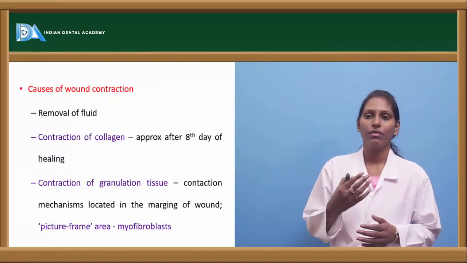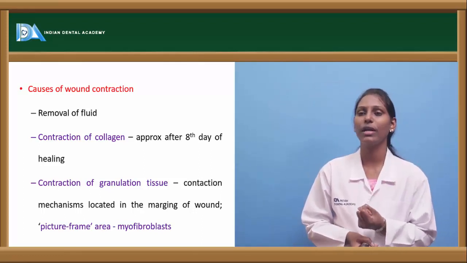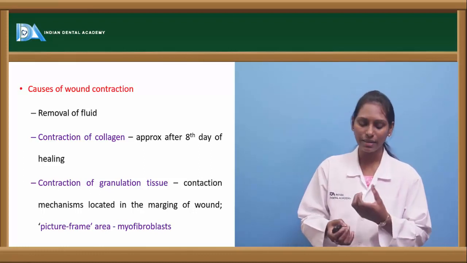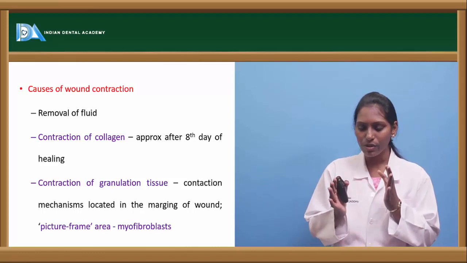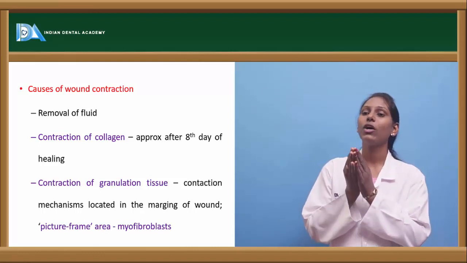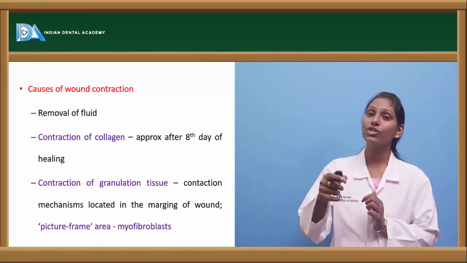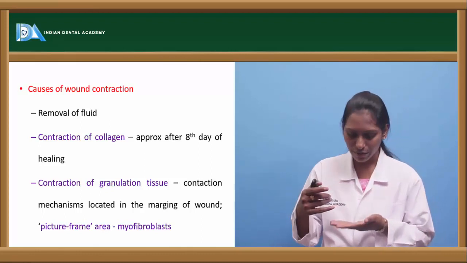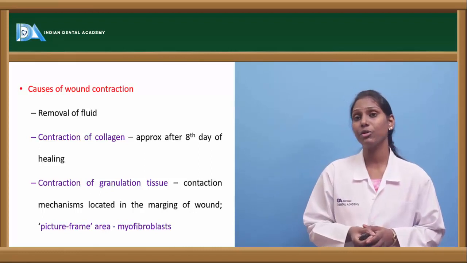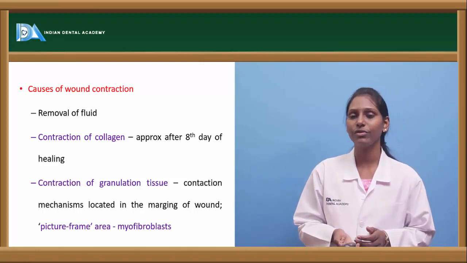Now, the various causes of wound contraction: there will be contraction of collagen, where approximately after the 8th day of healing, collagen starts contracting. Because of this contraction, it pulls the edges of the wound, thus there will be contraction of the wound. There will also be contraction of the granulation tissue, and these contraction mechanisms are usually located in the margin of the wound. That's why when we see the wound, it appears like a picture frame area. Especially myofibroblasts present at the periphery of the wound help in contraction of the wound.